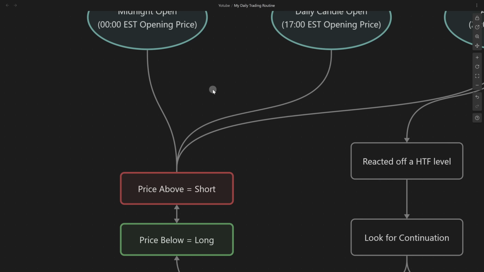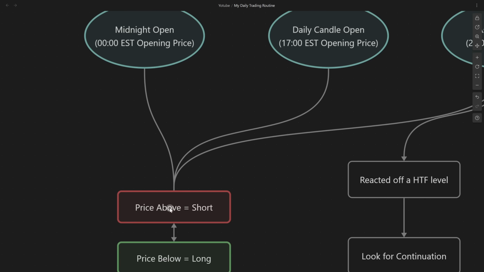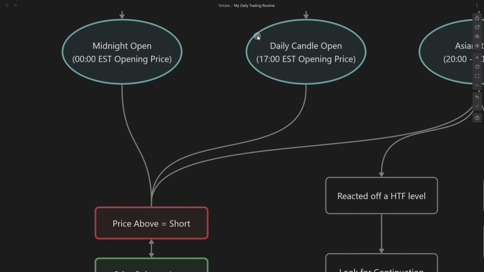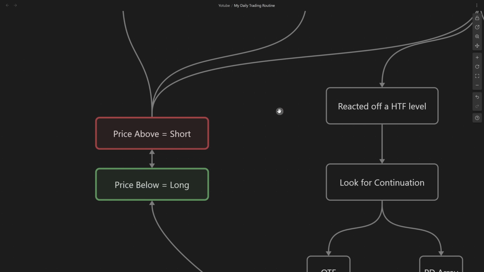So you have your trading opportunity, then you make sure that you're in the right zone and the right spot. Then you look at the midnight open and see, are you above or below? If you are looking for shorts, then maybe look for shorts above the opening price. The same thing also applies for the daily candle open. It opens at 17 EST. That's the opening price. We mark it and apply the same logic here.